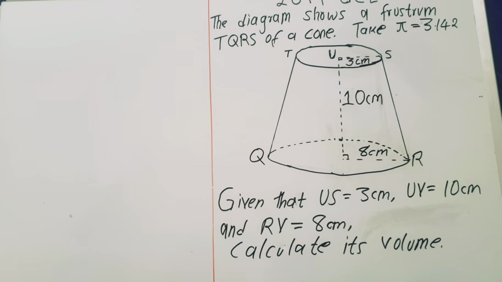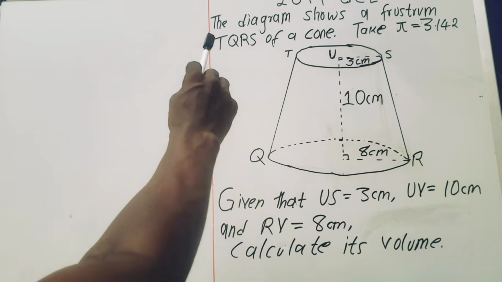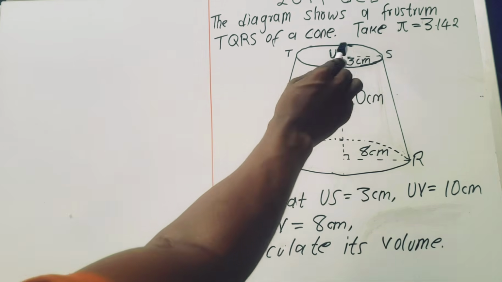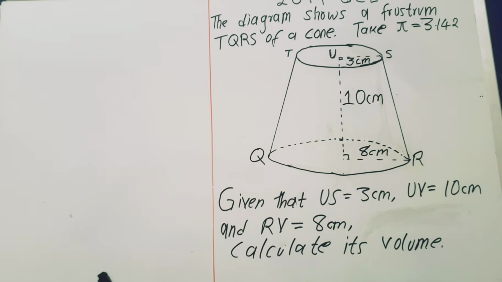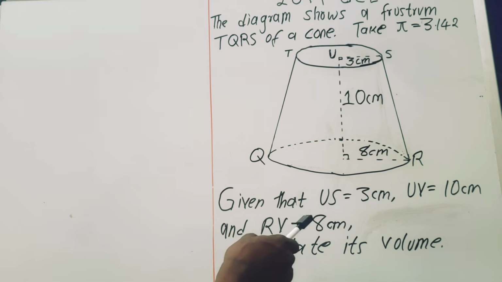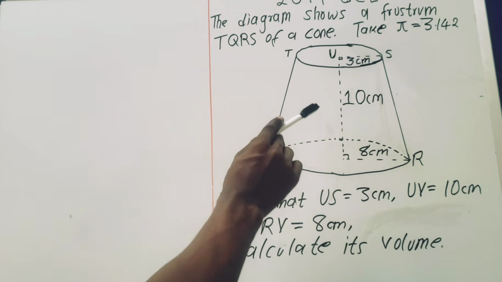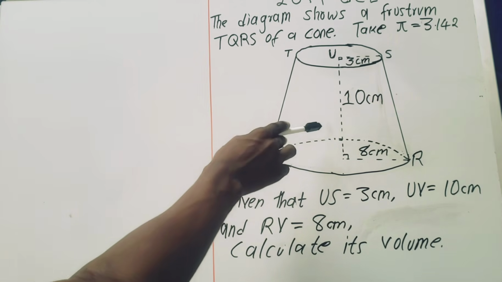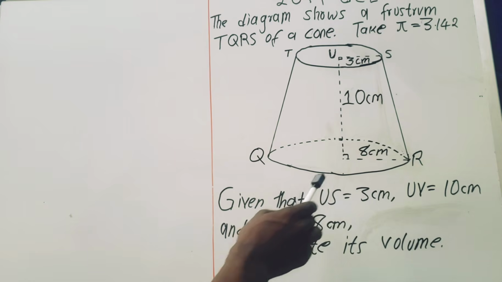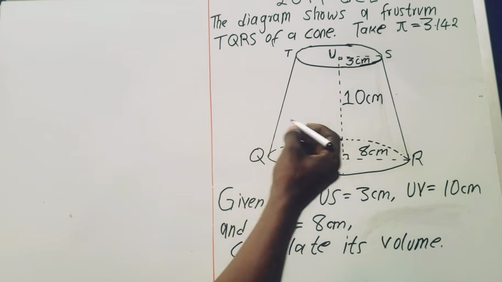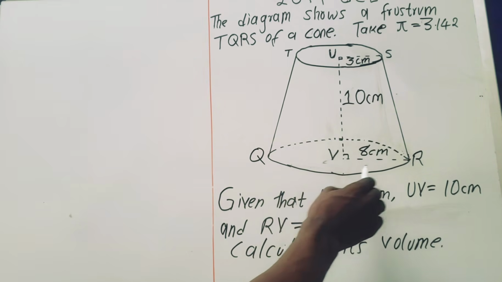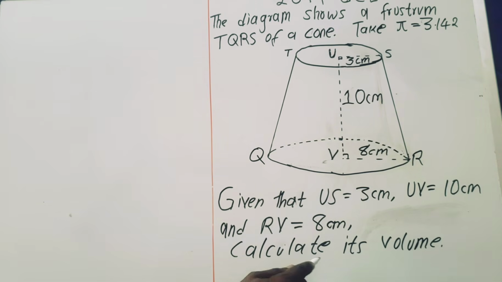So this is GCE, and the question says the diagram shows a frustum TQRS of a cone. Then they've given us the pi, and they've given us this information to say, given that US is 3 centimeters, UV, this height, is 10 centimeters, and RV, so V is here, RV is 8 centimeters. Then it says calculate its volume.